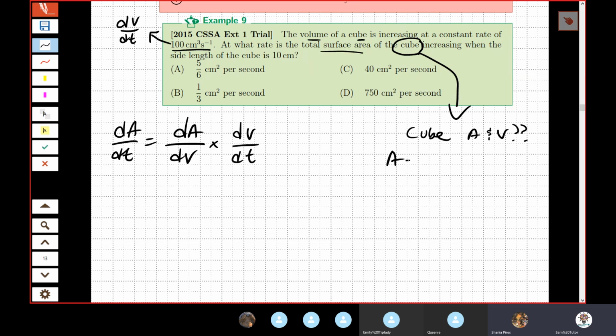So what's the area of your cube? 6L squared, or 6x squared. Just use x, it's a bit easier to write. Yeah, 6x squared, right? Because it's a cube, it's got 6 sides. And then what's the volume of a cube? x cubed. So you don't really have a relationship between A and V. You can rearrange and solve it, but you're not going to do that. So instead, you'll break up dA on dV as what?